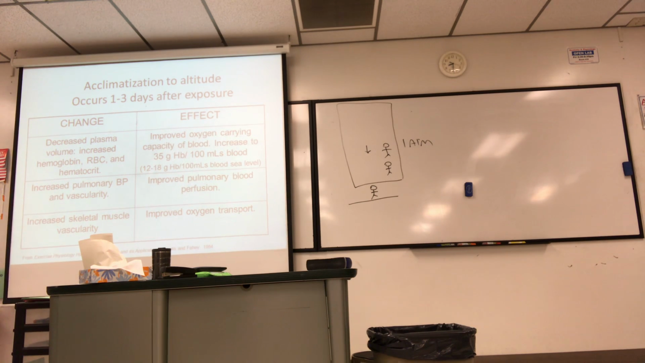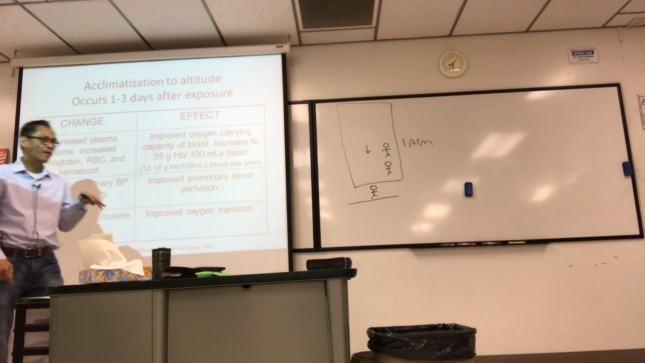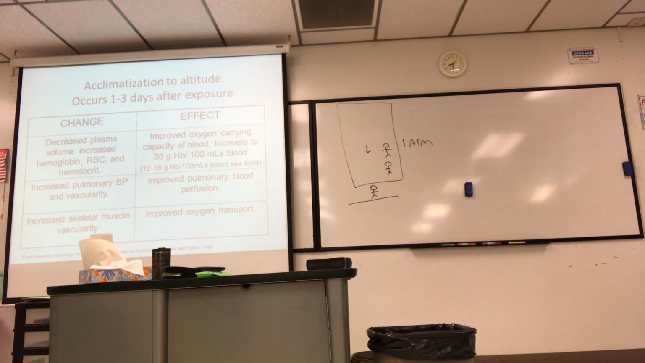Increased pulmonary BP and vascularity, so you're basically improving blood flow to the lungs. Improved skeletal muscle vascularity, improved oxygen transport. Some of the studies they did to get this data: I remember one study I read, they were trying to figure out, can you train at altitude if you're an athlete, and then go back to sea level, you know, kick some butt, right?